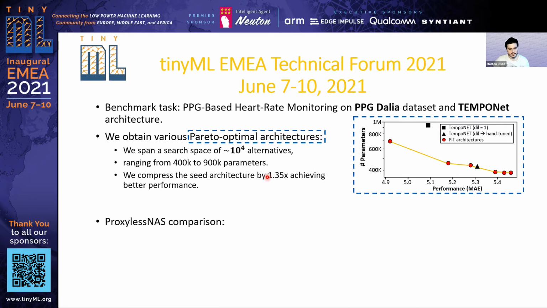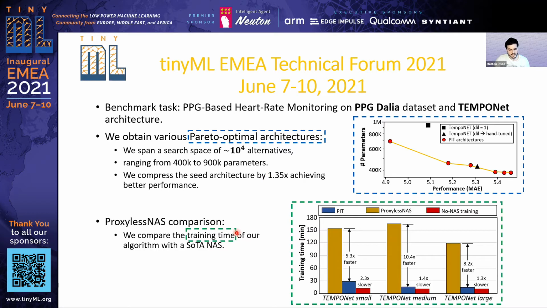Moreover, we propose a comparison with a state-of-the-art DNAS approach, which is ProxylessNAS. ProxylessNAS basically puts layers in parallel, and during the search process, we choose layers among these ones. We tweaked ProxylessNAS to perform the same search as our algorithm, and we find that our method is much faster. In fact, we are able to achieve a speed up in the training time of up to 10.4 times. This is the end, and thank you for the attention.